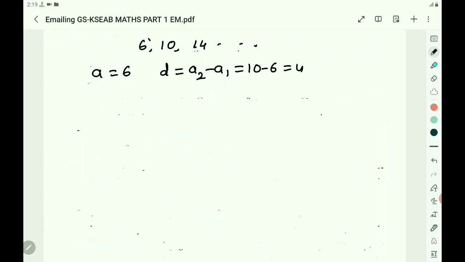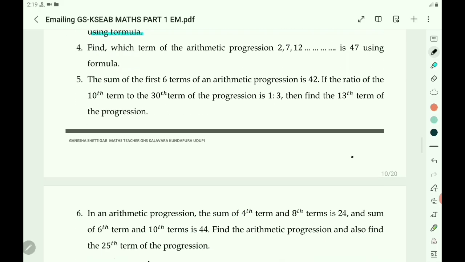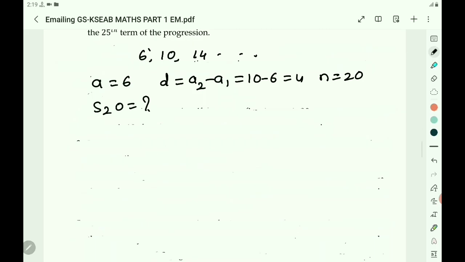Sum of 20 terms must be found out. So you write n equals 20, S20 equals question mark. Write the formula for Sn when A, D, n are given. Sn is equals to what? n by 2 into 2a plus n minus 1 into d.